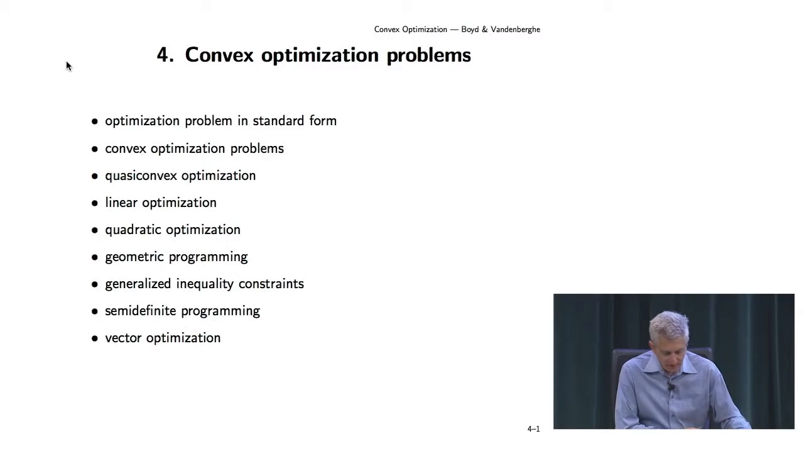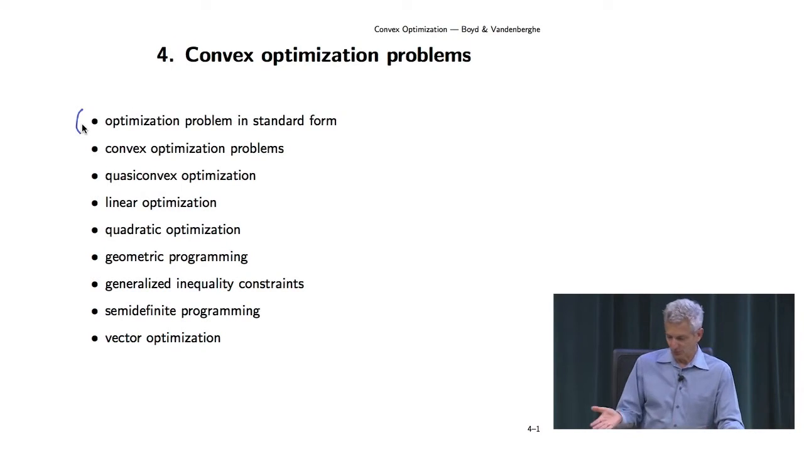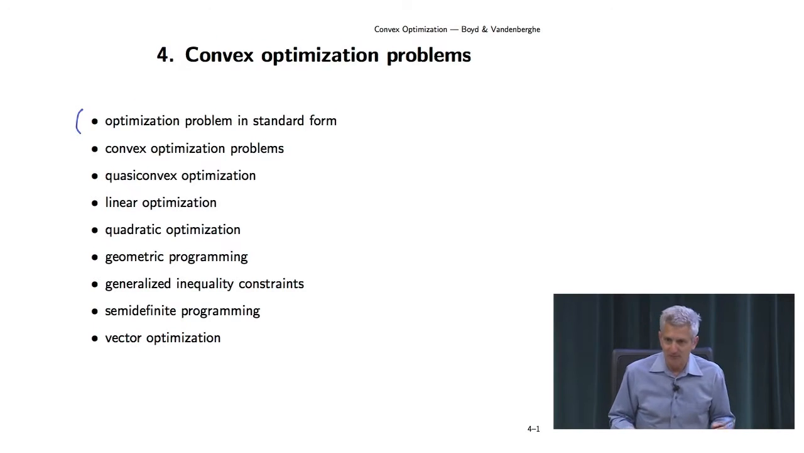In this section, we're going to talk about convex optimization problems, and we'll start in detail. We'll start by talking about what's an optimization problem. We'll talk about what are the parts in an optimization problem, how do you define one. We'll get quickly to what's a convex optimization problem. We'll talk about quasi-convex optimization.